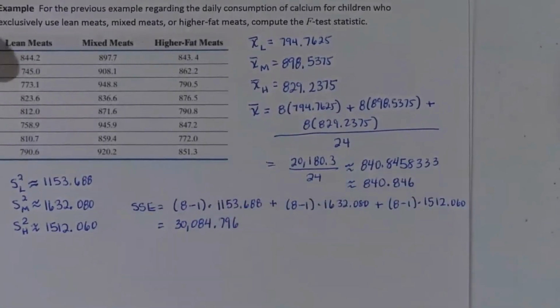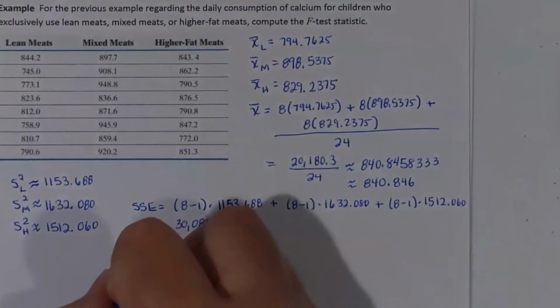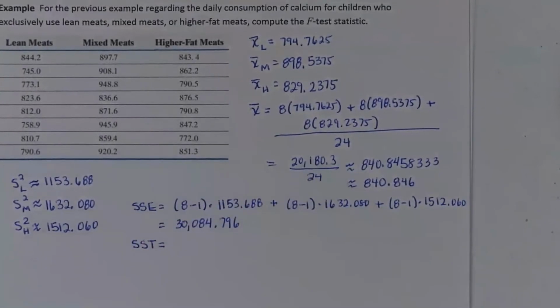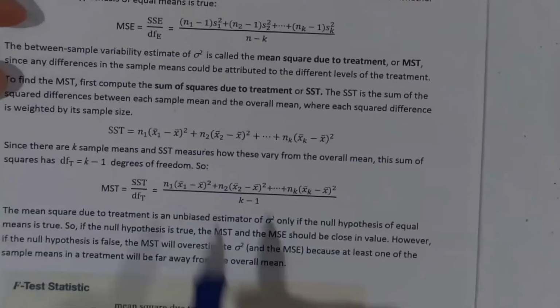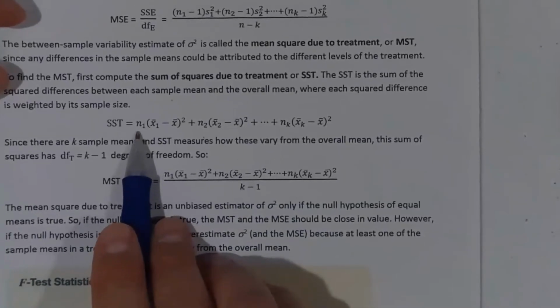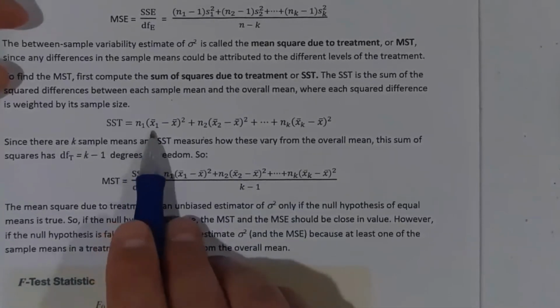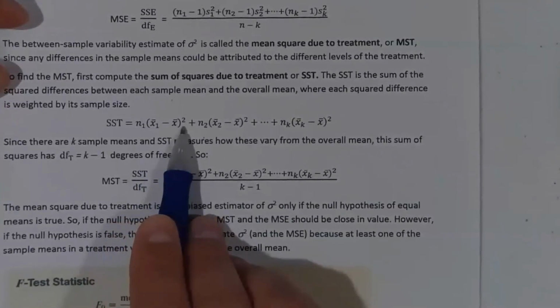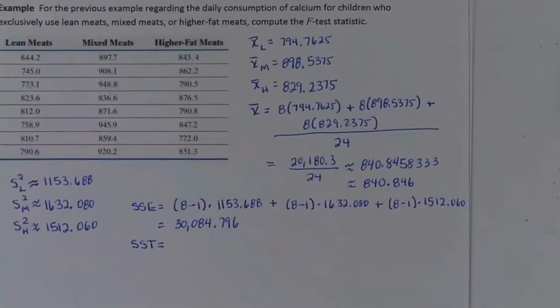So that's the SSE, the sum of the squares due to error. And again, what that is doing is measuring the within sample variability. Now I'm going to calculate the SST, the sum of the squares due to treatment. So again, the formula for that is I'm going to take each sample size times the sample mean for that group minus the overall sample mean squared, and I'm going to do that for each group and add that up.